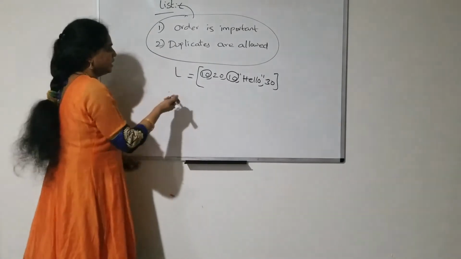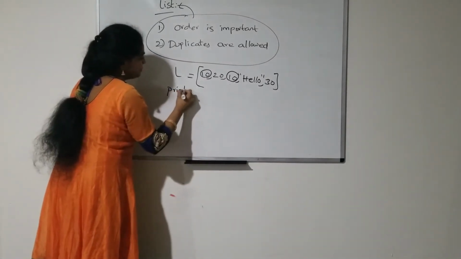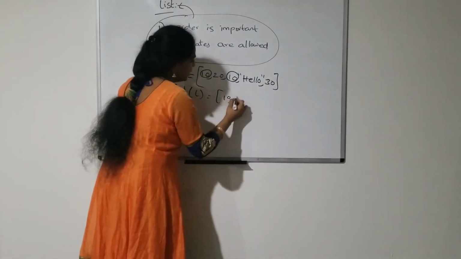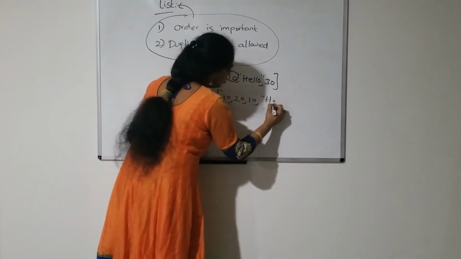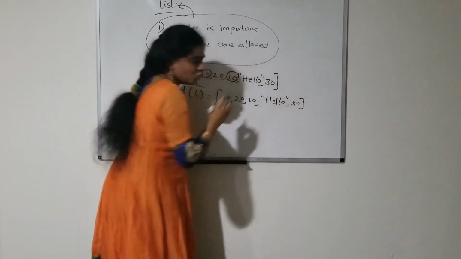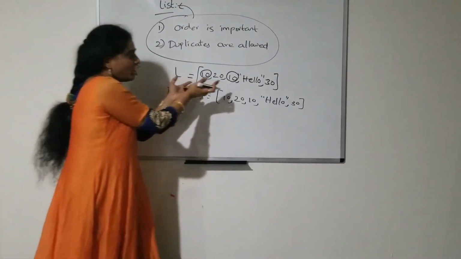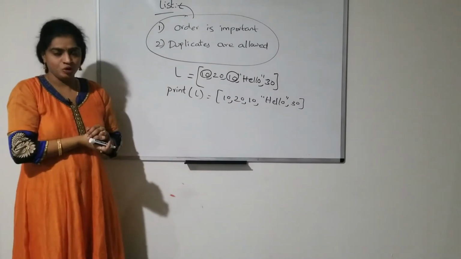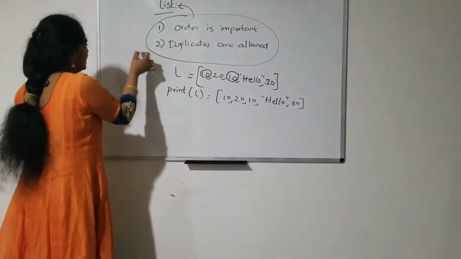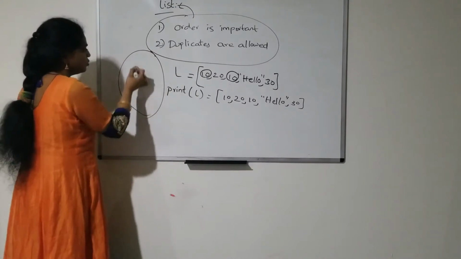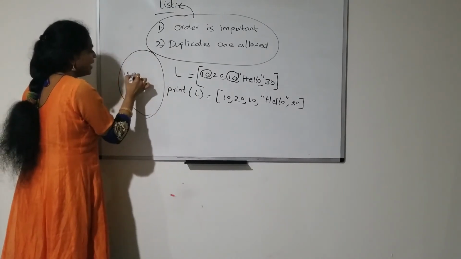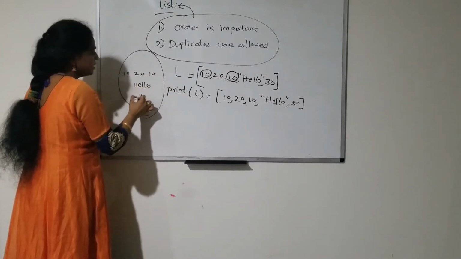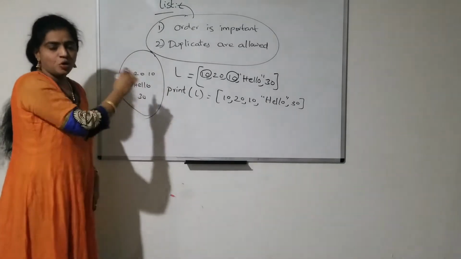Suppose you print L, then what happens? 10, 20, 10, hello and 30. This is the output. That means in which order you have taken the list, in the same order I will get the output. Internally in the memory also, these values are stored in the same order.